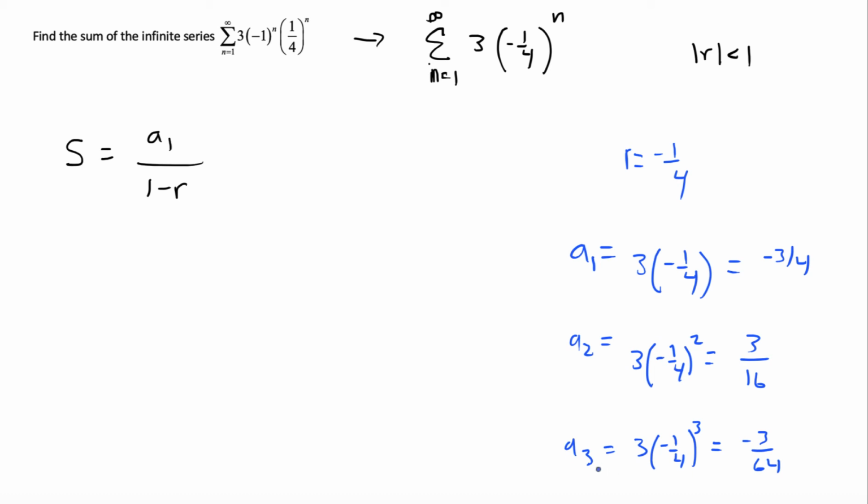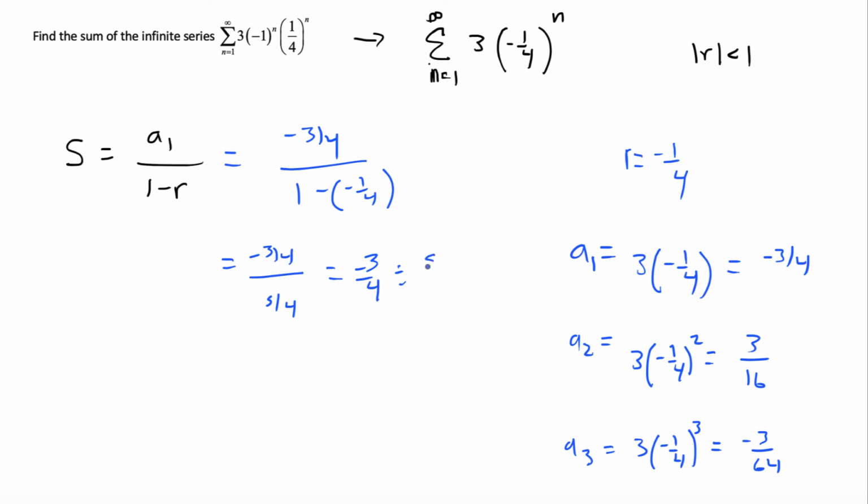And obviously we can keep going here, but remember, these terms are getting smaller and smaller, so we can find the sum of this infinite series. We know what the first term is: negative 3 over 4. We know that the ratio is negative 1/4, so we get 1 minus negative 1/4 here. So we get negative 3 over 4 over, this becomes positive, 1 plus 1/4, which is 5 over 4. So negative 3 over 4 divided by 5 over 4.